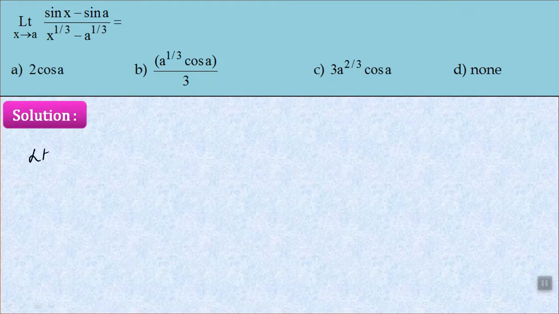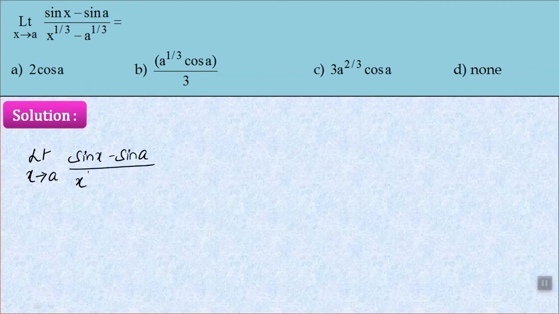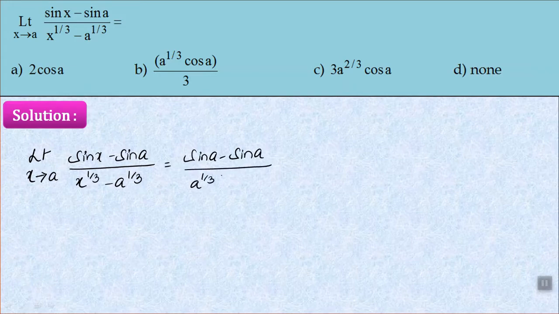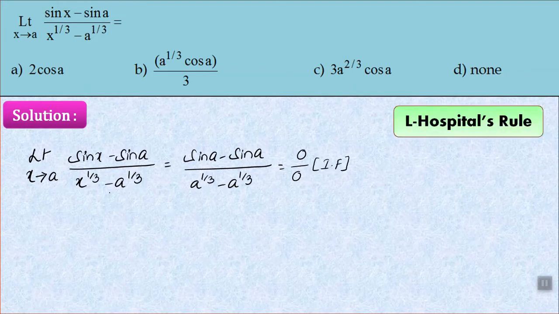Here the given question is limit x tends to a sin x minus sin a divided by x power 1 by 3 minus a power 1 by 3 is equals to, here substitute the limit, sin a minus sin a divided by a power 1 by 3 minus a power 1 by 3 is equals to sin a minus sin a, 0 by a power 1 by 3 minus a power 1 by 3 is 0, is of the indeterminate form.